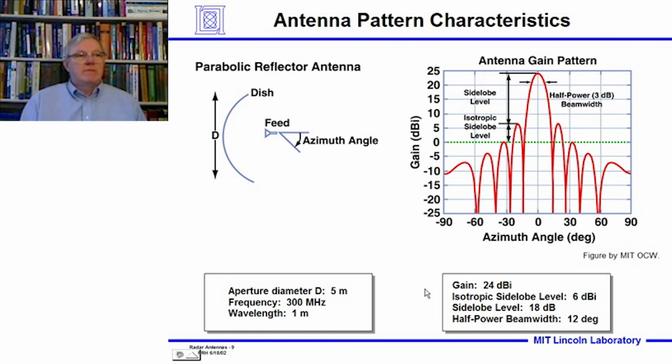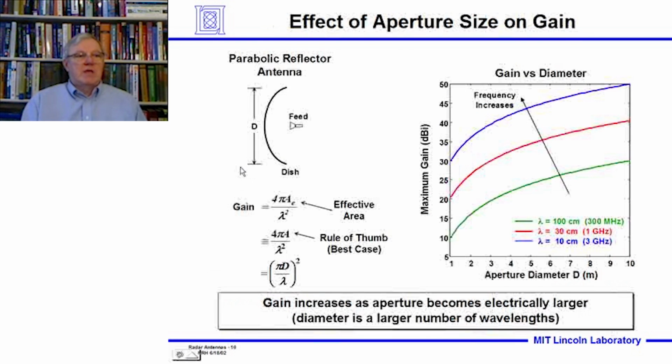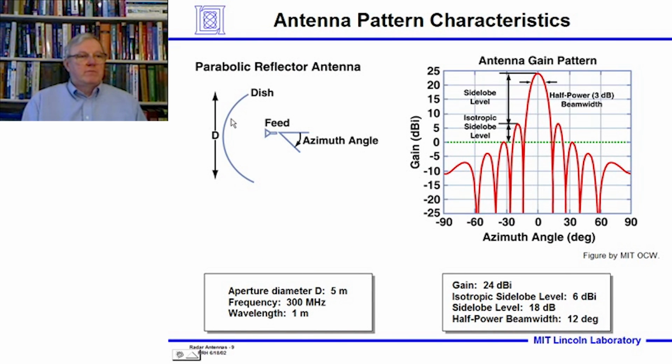Now, let's go back to that parabolic dish antenna. Okay? A parabolic dish antenna has the property that if we take a reflector and shape it in the shape of a parabola, the distance out this way is the distance here squared. That shape, y equals x squared, is the shape of a parabola.